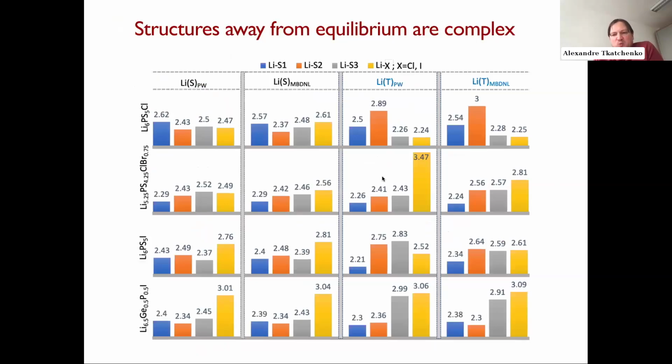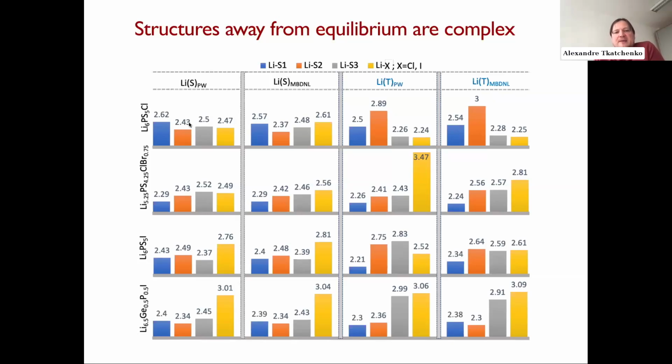One way to assess why this change in the barriers happens between a pairwise description of van der Waals interactions and a many-body description is looking at the geometry of the framework in the minimum and in the transition state. So here the two columns are the minimum distances between lithium and sulfur atoms and lithium and halogen atoms. And on the right, the right two columns are the distances for the transition state.